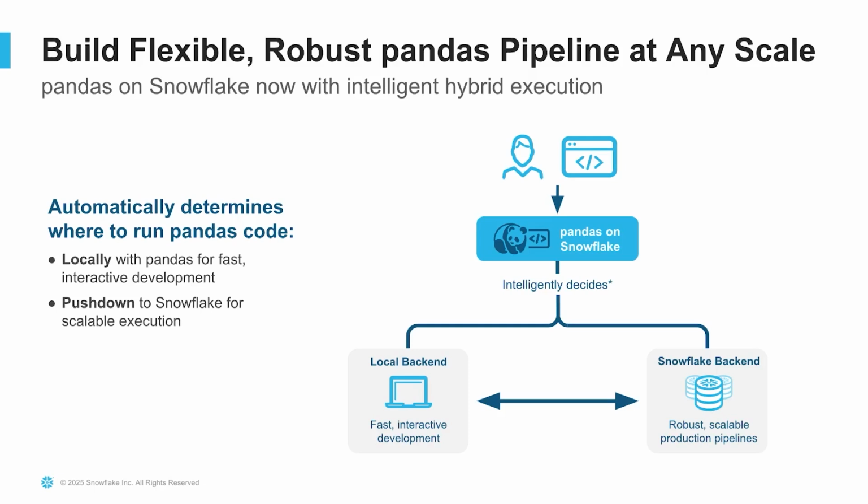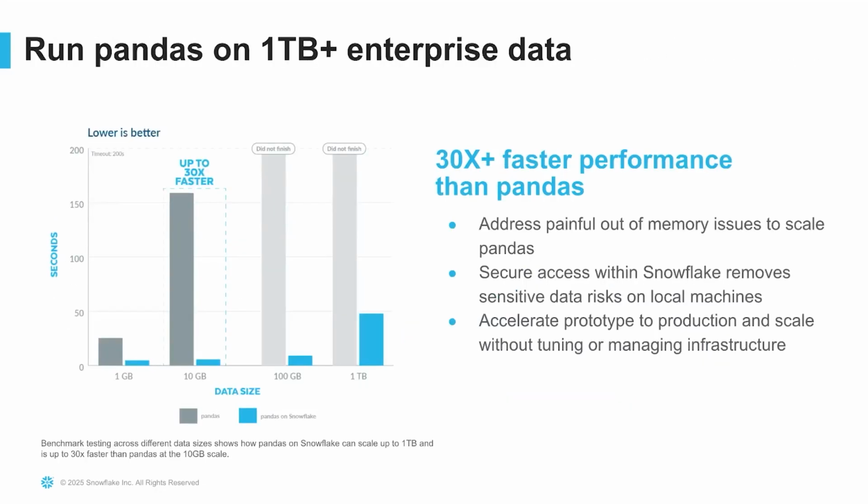So this means that developers can continue to write their familiar Pandas code, develop these robust pipelines without ever having to think about what's the most optimal or efficient way to run your code. And being able to benefit from Snowflake's performance and scalability as your pipelines scale. Here you can see some of the benchmark comparisons on representative workloads showing that Pandas on Snowflake can scale up to a terabyte of data, even in cases where Pandas completely runs out of memory.